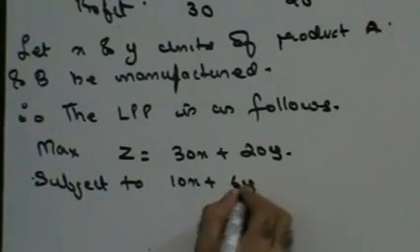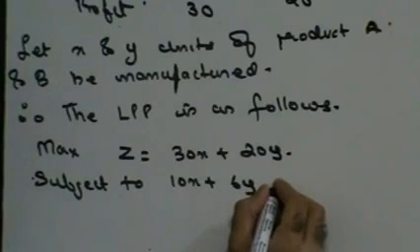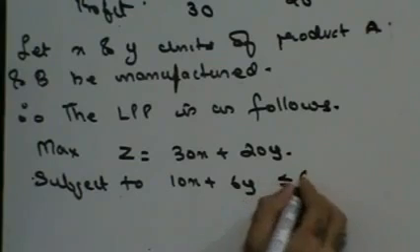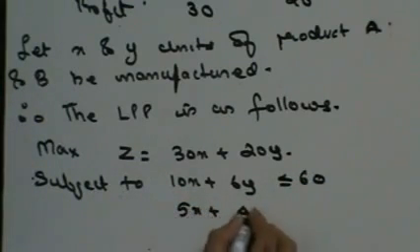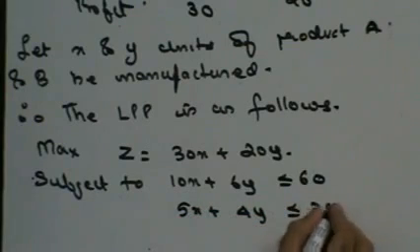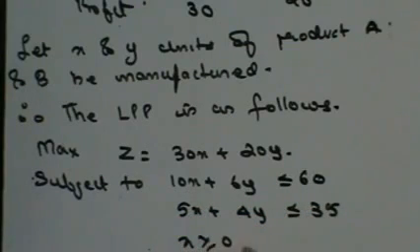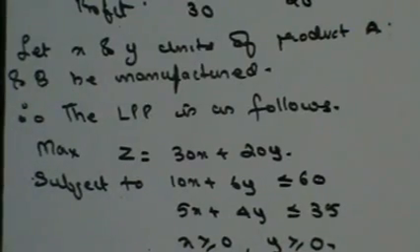10x plus 6y. Maximum it is available for 60 hours. That means it is available for 60 hours or less than 60 hours. Right? 5x plus 4y is less than equal to 35. X is greater than equal to 0. Y is greater than equal to 0. Right? Take down another sum, guys.